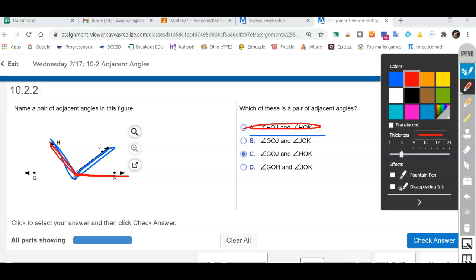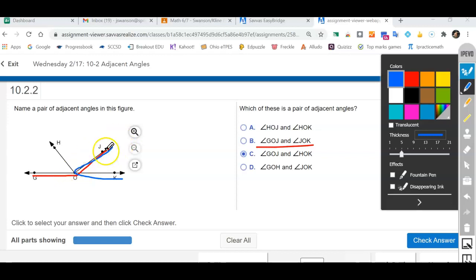Let's rewrite all this. So now let's look at GOJ, this one, and JOK. Are they adjacent? They share a side, don't they? And are they sitting next to each other? We got this angle and this angle right there. So are they sitting next to each other? Yeah. So those are adjacent.